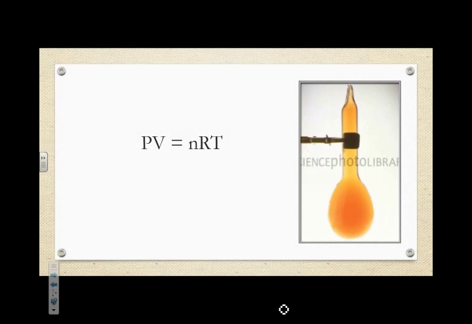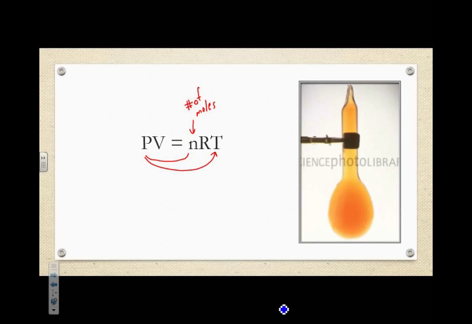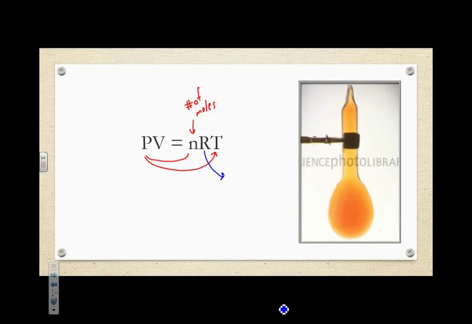So we know that pressure and volume are inversely proportional, and that pressure and the number of moles, that would be N here, are directly proportional. See how they're directly proportional? And pressure and temperature are directly proportional. There's T. And then we have this other piece here, which is R. And R is the gas law constant.